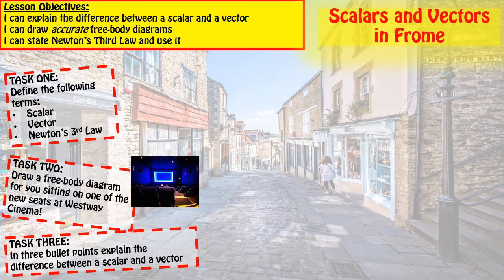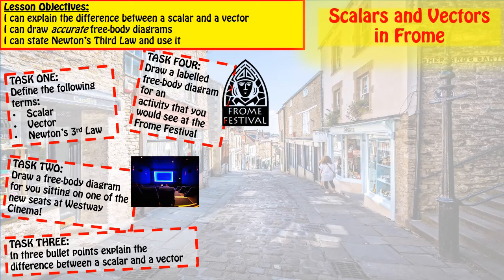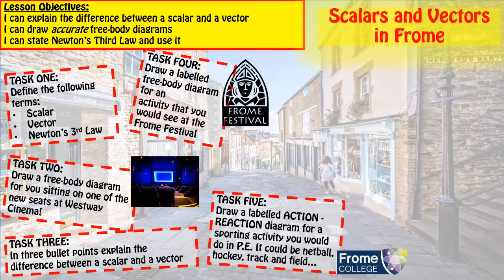Task 3, in 3 bullet points, explain the difference between a scalar and a vector. And I'm sure you'll be thinking about things like magnitude and direction. Maybe give a couple of examples. Task 4, draw a labelled free body diagram for an activity that you see at the Frome Festival. So you can choose whatever you want, box and arrow diagram, and perhaps you could say if it was in equilibrium or not. Task 5, draw a labelled action-reaction diagram for a sporting activity you do in PE. You can choose whatever you wanted. Netball, hockey, track and field, athletics. It could be anything, couldn't it?